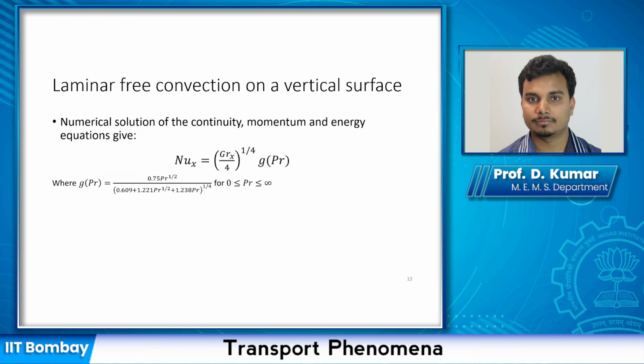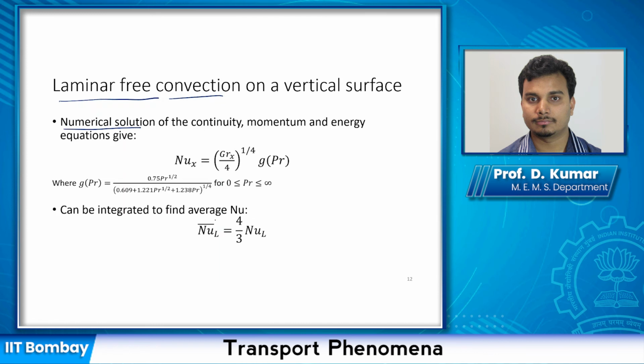Now that we have done the discussion, and we know what the correlation should look like, we'll look at some correlations for specific cases. We haven't discussed the numerical solution of the continuity, momentum and energy equations. In principle it's possible to solve, and it gives you the local Nusselt number for laminar free convection. It does not consider turbulent flow. Even in free convection you can have turbulence in the boundary layer; we'll see that a little later.